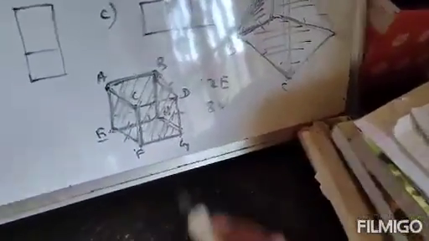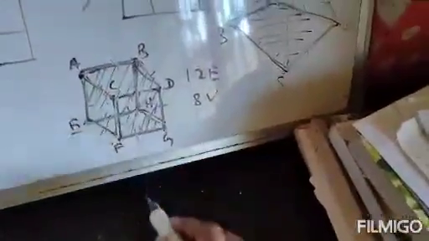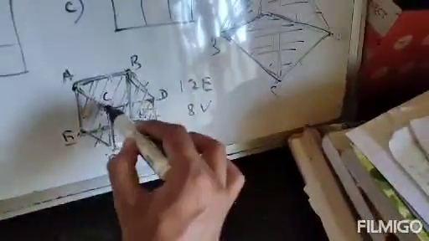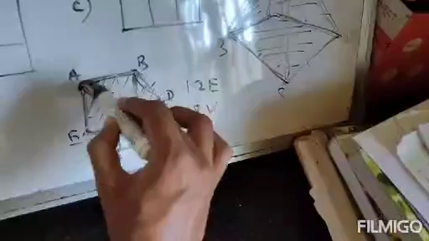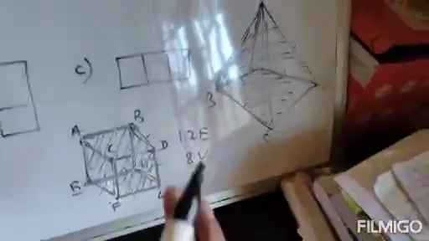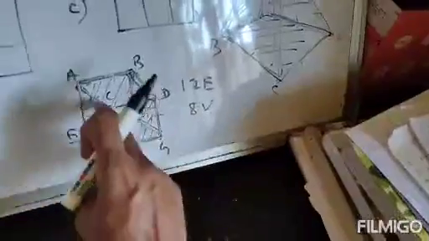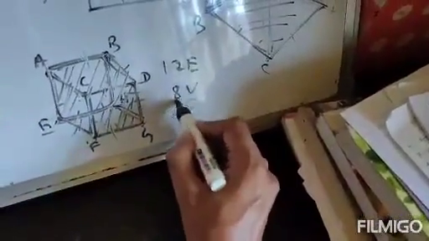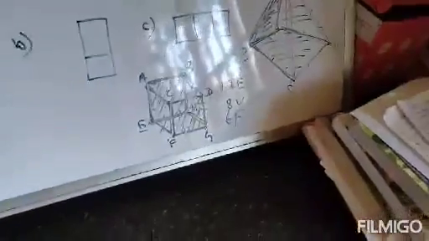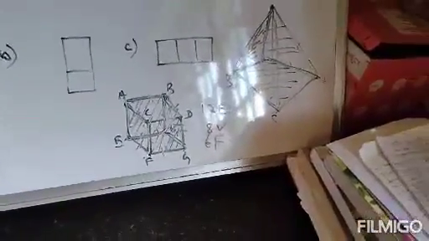So how many faces are there? This is the top face, this is the bottom face, these two are the side faces, this is the front face, and this is the back face. So total 6 faces are there: 1 top, 1 bottom, 2 side, 1 front, and 1 back. Clear? So in this way we will calculate faces, vertices, and edges.